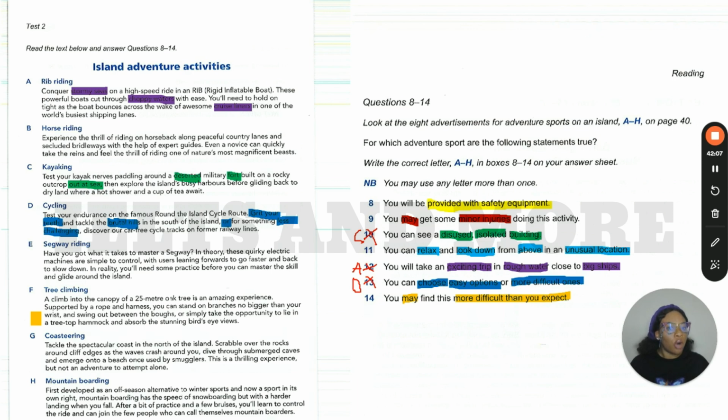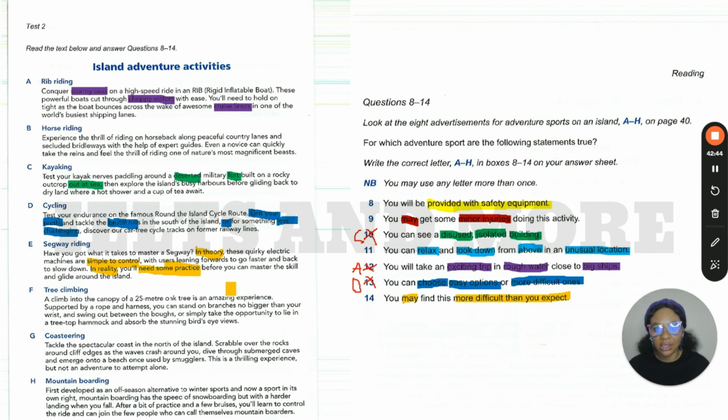You may find this more difficult than you expect. So in theory, you might believe that, so more difficult than you expect. So what are the keywords I saw? So first of all, in theory, they are simple to control, right? But in reality, you need some practice.